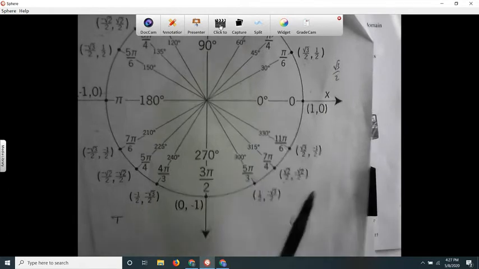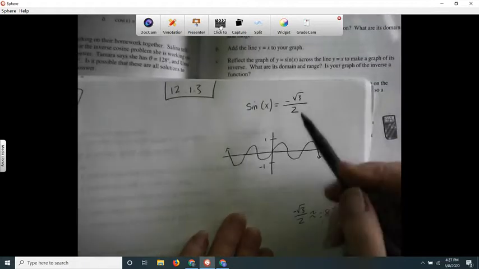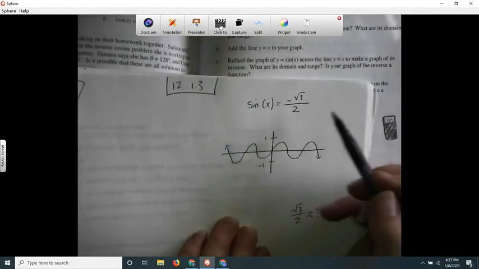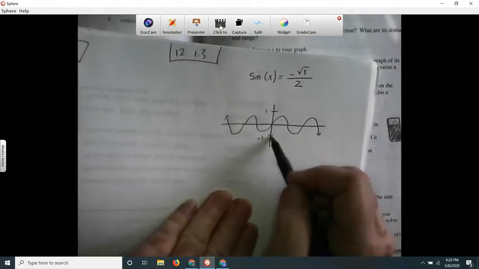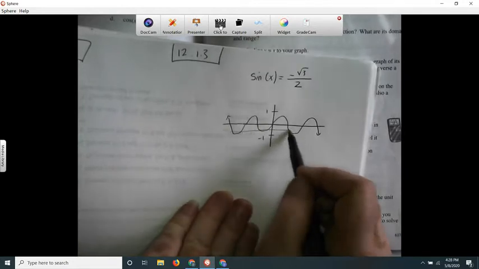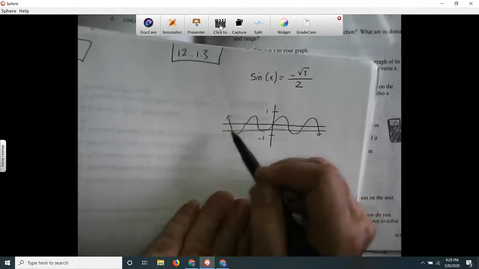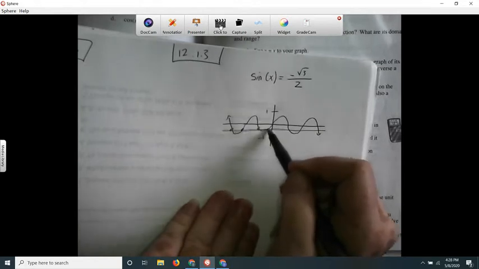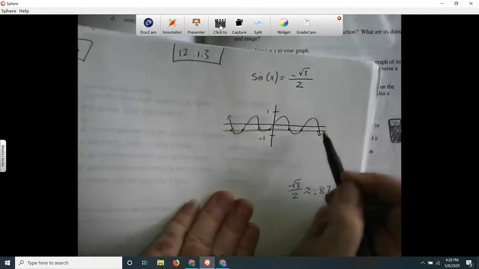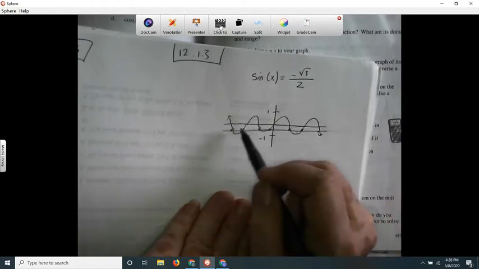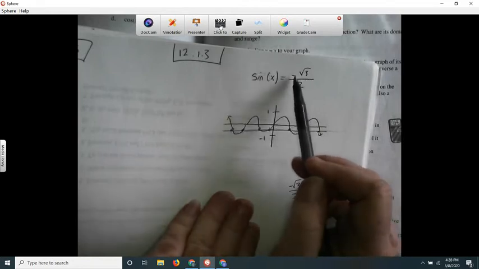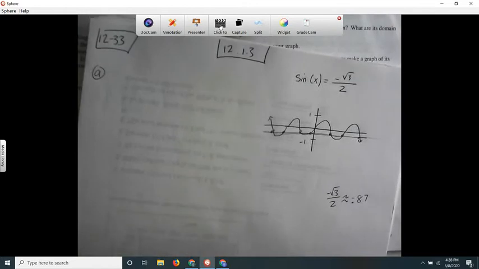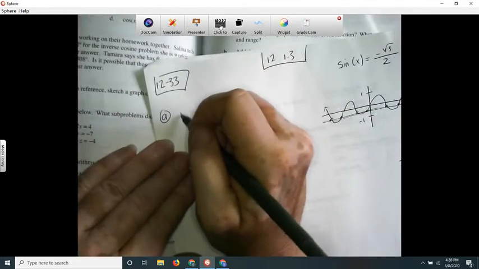So there's infinite solutions, and even if I looked at the graph, negative root 3 over 2 is approximately negative 0.86, and so on a graph, I could find so many different places, depending on how far I'm willing to go, where I can find angle measures that give me negative root 3 over 2 as the sine ratio. So on A, we're going to say infinite.